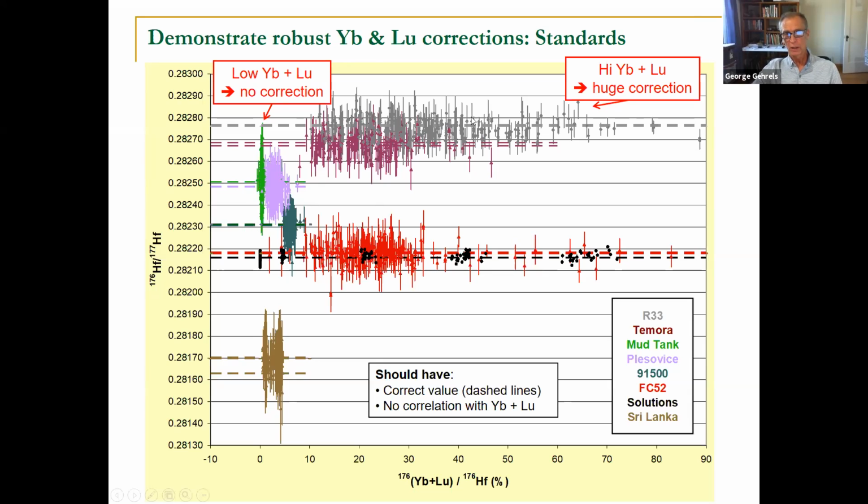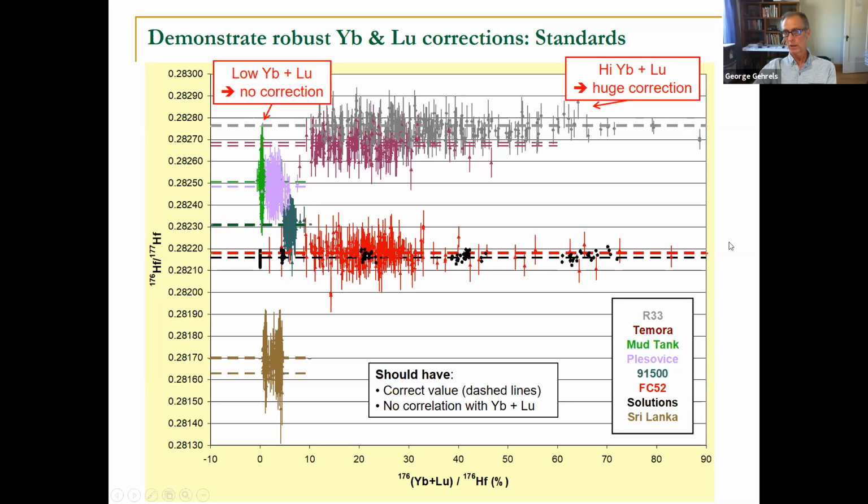These are a lot more challenging, R33 and Temora, those two here. They have a lot of ytterbium and lutetium. Your unknowns probably do also. And so what you want to be able to show in the lab is that you can measure for R33 and Temora, FC1, and get all of those down to the known value. This line should be straight.